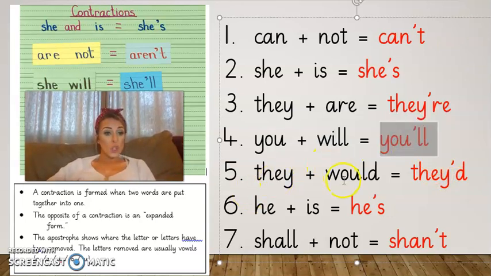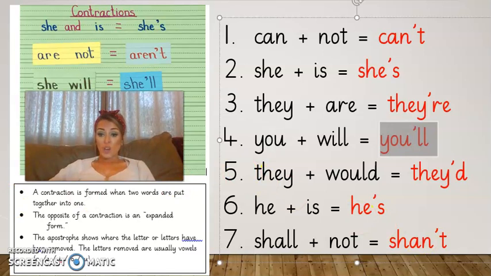They and would becomes they'd. He is becomes he's. And shall not, this was quite a tricky one. And I don't blame you if you didn't manage to get this one, because this is quite an old-fashioned way of speaking. Shall not becomes shan't. So if you didn't know that one, then don't worry, but you've hopefully learned something new today.